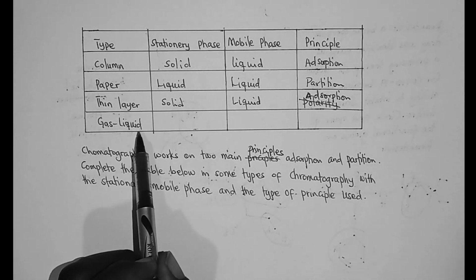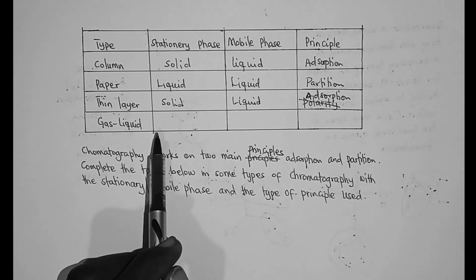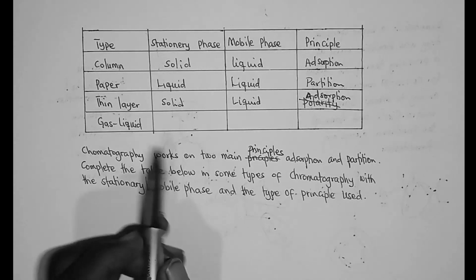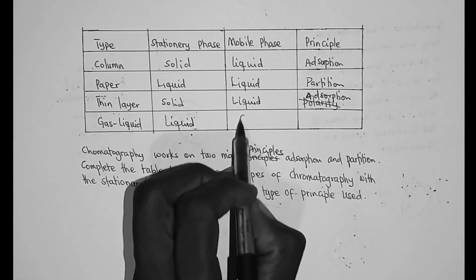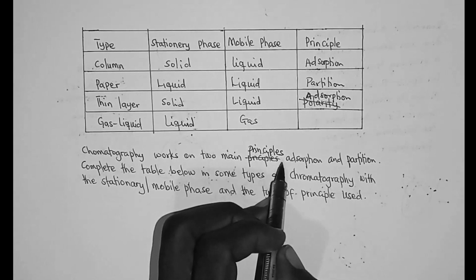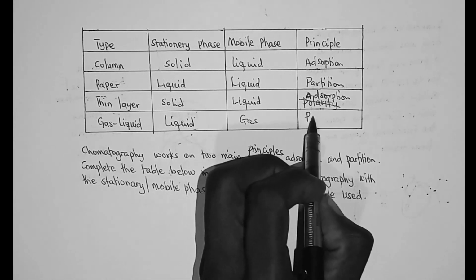And then for the gas liquid chromatography, the stationary phase is a liquid. And then the mobile phase is gas. And then the principle that is used is the partition principle.